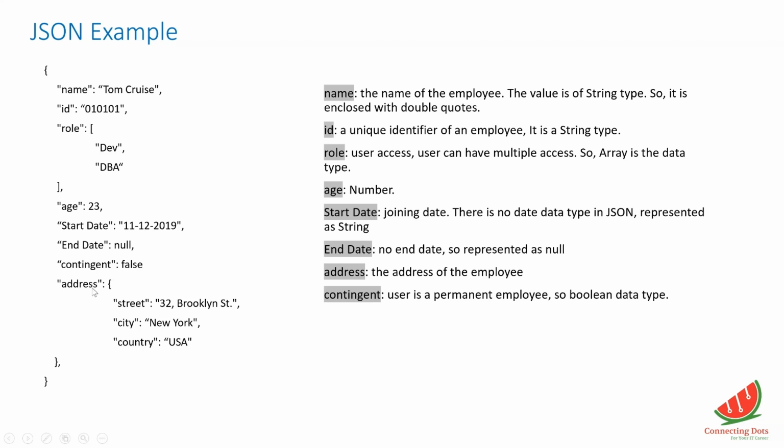Before going to address, true or false, do not enclose them in double quotes. If you enclose them, it's a string. Whatever you are writing inside double quotes, it's a string. Do not put true or false in double quotes. Okay. Next, address. Again, this is an object.